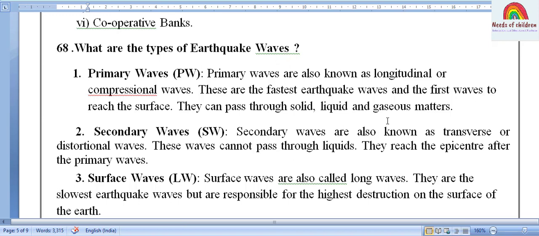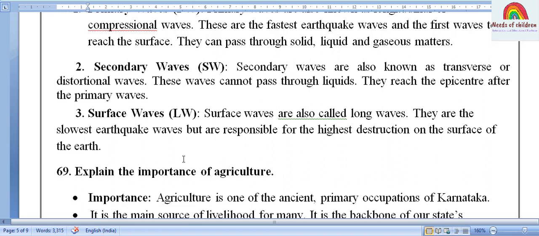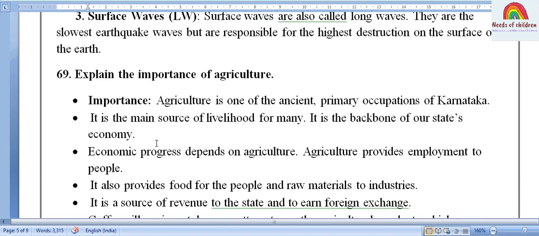Secondary waves are also known as transverse distortional waves. These waves cannot pass through the liquids. They reach the epicenter after the primary waves. Surface waves. Surface waves are also called as long waves. They are the slowest earthquake waves but responsible for the highest destruction of the surface of the earth. So let's move on to next question.